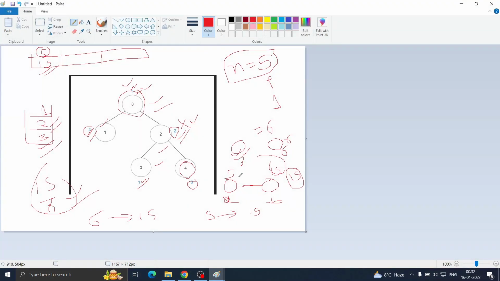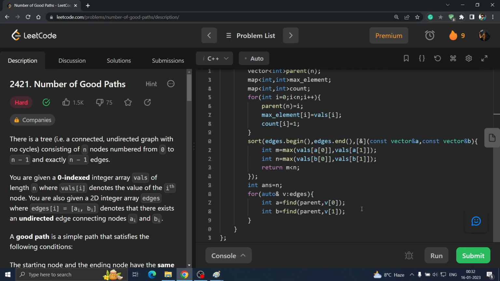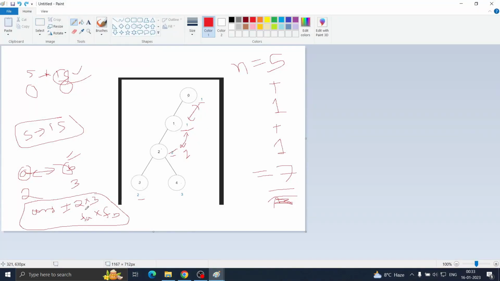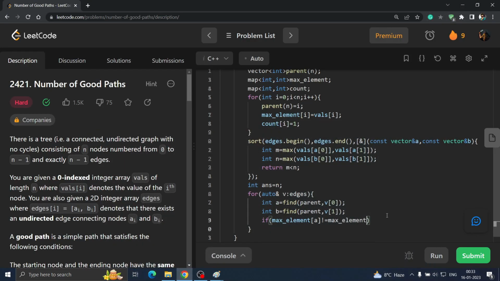What it means, you are comparing 5 and 15 and you are returning 15. It simply means that when you have returned the value, you will check whether max element of a is equal to max element of b or not. Because when they are equal, there is a separate case of frequency multiplication, yes or no? And when they are not equal, what you will do, you will check which one is bigger. Either max element a is bigger than max element of b. Max element we have to write, yes.